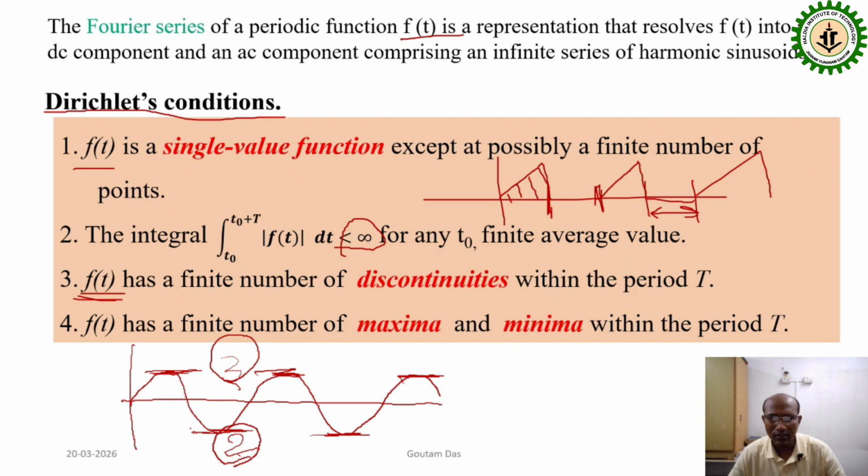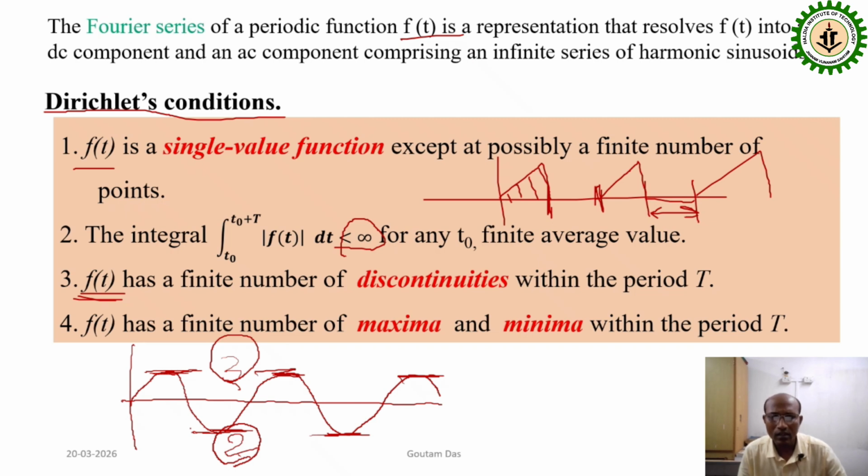So if any function is periodic in nature, single-valued, and integrable with a finite value, and has a finite number of discontinuities as well as a finite number of maximum and minimum values, then in those cases we can apply the Fourier series.